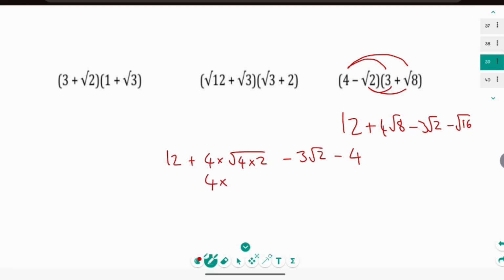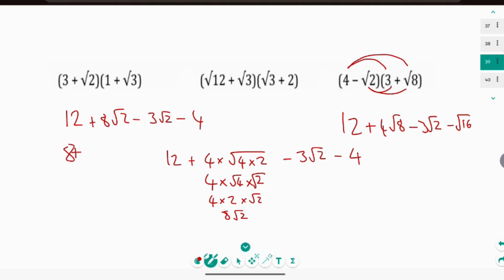Let me just simplify this over here first. Square root of 4 is 2. We've got 8 root 2. So we just write it up here. 12 add 8 root 2, subtract 3 root 2, take away 4. 12 take away 4, 8. And 8 root 2, take away 3 root 2, 5 root 2, final answer.